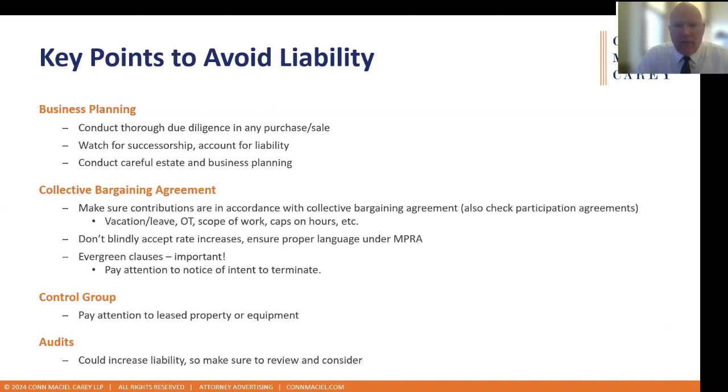So you need to be careful when you're looking at purchasing a company or selling a company that contributes to a multi-employer pension fund. Conduct thorough due diligence on both sides. Watch for the successorship. Make sure you take the liability into account in the sale. There's various ways to do that. You should consult with your counsel about it. Look at the collective bargaining.